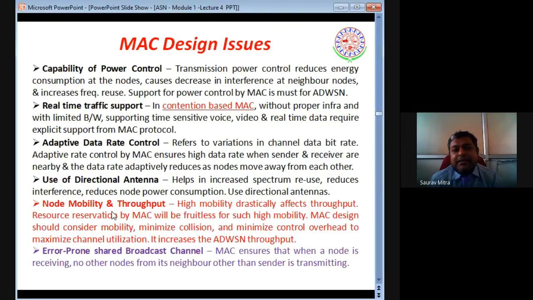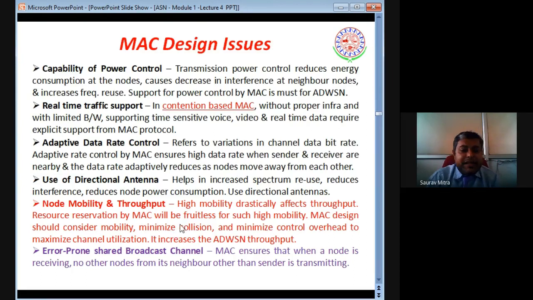Capability of power control, real-time traffic support, adaptive data rate control, all these things are jobs that the MAC protocol should ensure. Node mobility and throughput, a very important thing. That's why I have put it in red. Even if the nodes are highly mobile, even if the path from transmitter to receiver is changing and very dynamic, the MAC should be able to allocate a good amount of bandwidth to each of the sensor nodes, and the MAC should ensure that the transmitter to receiver path is kept intact.